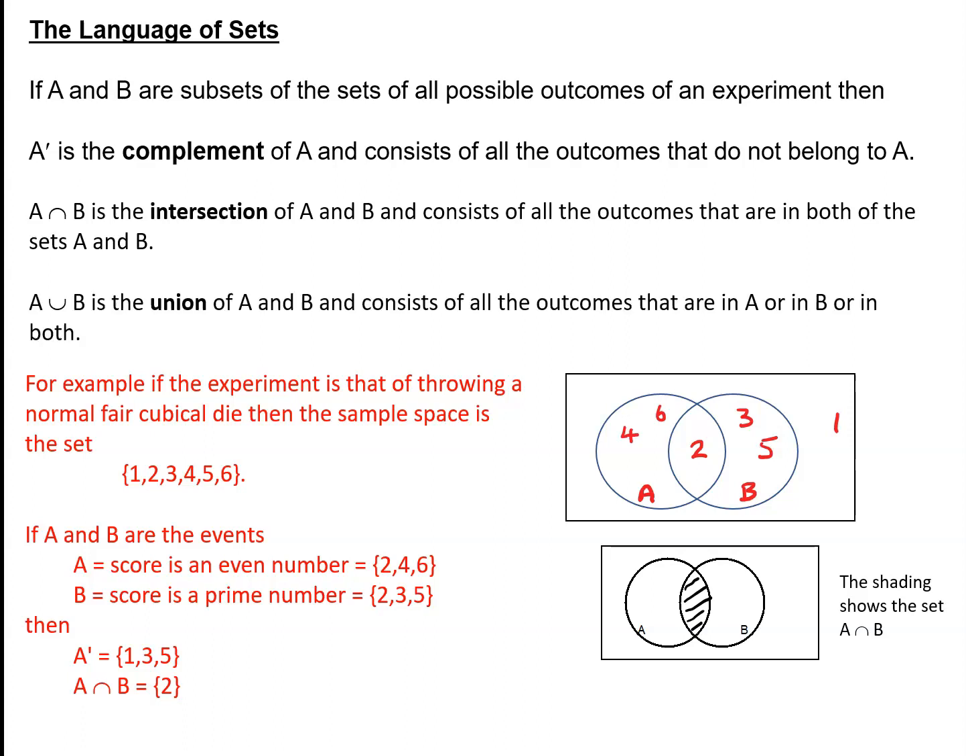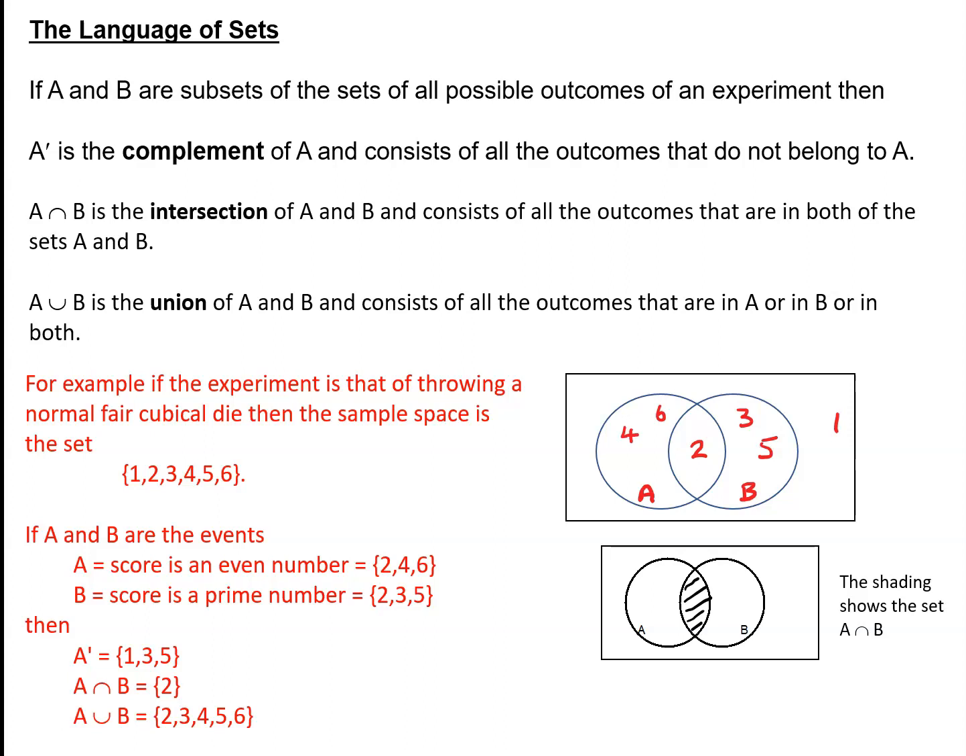A cup B, or A union B, is the union of the sets A and B and consists of all of the outcomes that are in A, or in B, or in both. So in this case, A or B is going to be the set 2, 3, 4, 5 and 6. It's everything except 1.